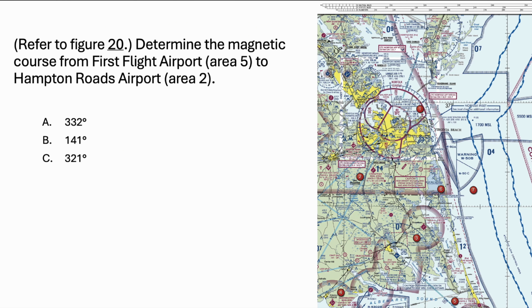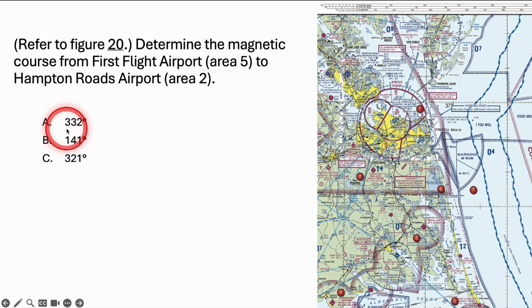You also want to make sure you have the direction correct on here. So we're going from First Flight to Hampton Roads. So we're traveling this direction. We're traveling to the northwest. So one of the things you can do with these types of questions is determine the approximate heading just by looking at it. Since these are oriented north, we're traveling northwest. So we already know that that heading is going to be somewhere between 300 and 360 degrees.